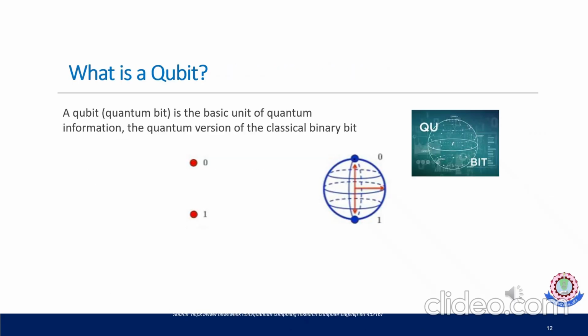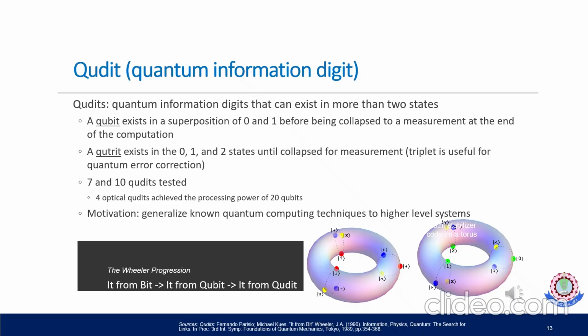A qubit reveals the basic unit of quantum information, the quantum version of the classical binary bit. A qubit is a quantum information digit. A qubit exists in superposition of 0 and 1, collapsing at measurement at the end of the computation. A qubit can exist in 0, 1, and 2 states until collapsed by measurement, a triplet, which is useful for quantum error correction.